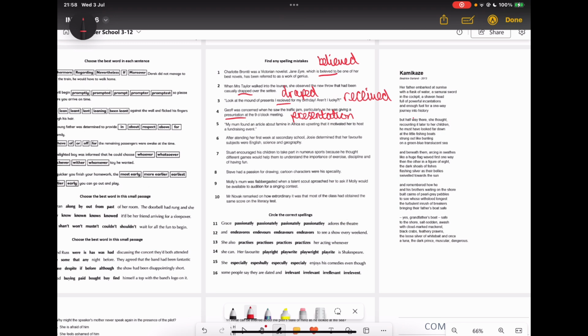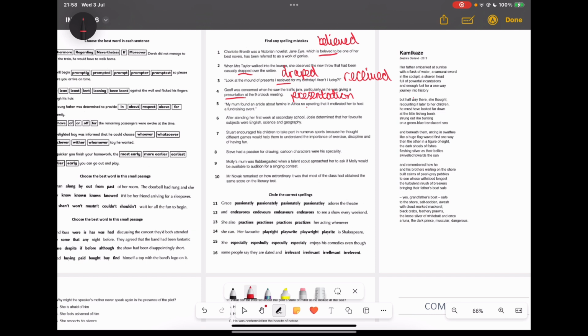So my mum found an article about famine in Africa so upsetting that it motivated her to host a fundraising event. Well, this is upsetting, so it should be double T, so UPSETTING. Okay, next is question 6.